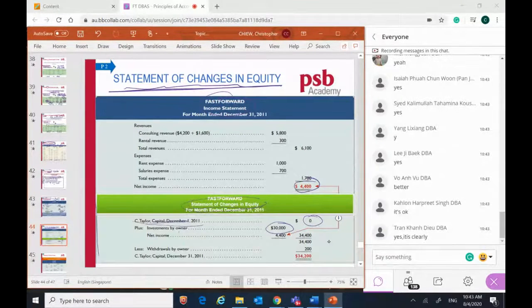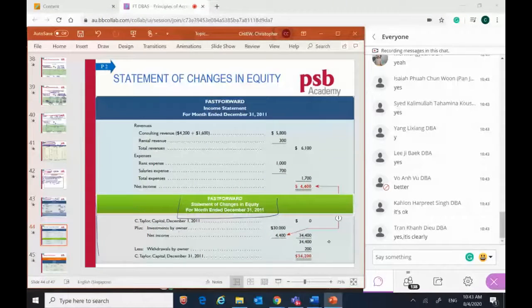Okay. Let me start from the statement of changes in equity again. Now, the statement of changes in equity, the one in green here. Now, this company is a new company. So when we first started, there's nothing, zero. Then on the 1st of December, remember the company put in $30,000. So the capital now is 30,000. But for the whole month of December, you take the revenue minus the expenses, there's a profit of $4,400.